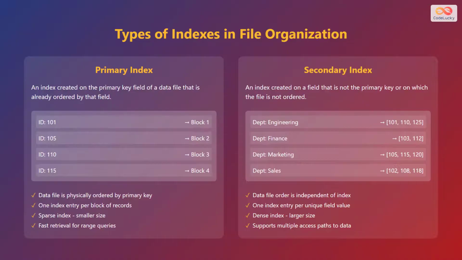Then there's the secondary index. A secondary index is created on a field that is not the primary key, or on which the file is not ordered. The data file order is independent of the index. A secondary index has one index entry per unique field value, resulting in a dense index, which means the index size is larger. Secondary indexes support multiple access paths to the data, making it versatile for various query types.